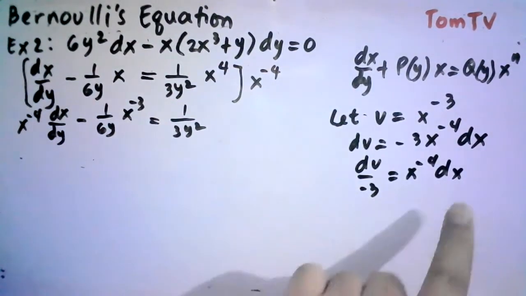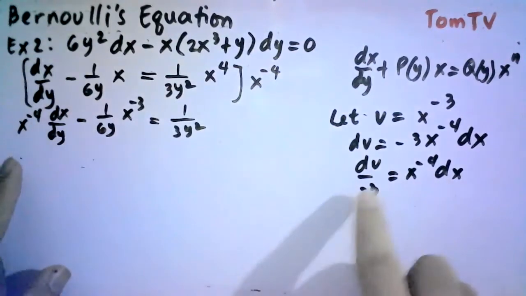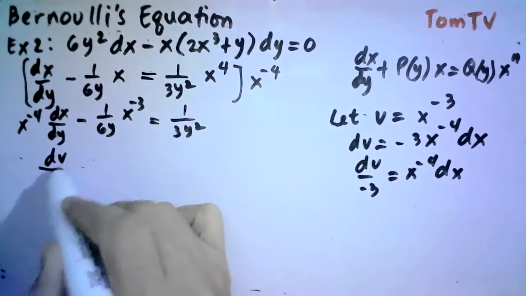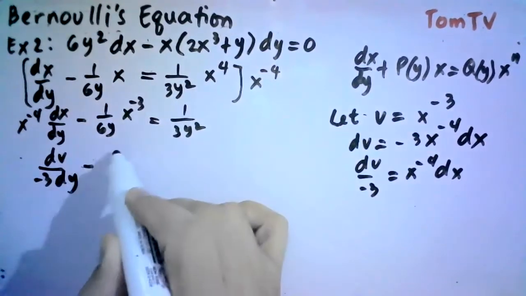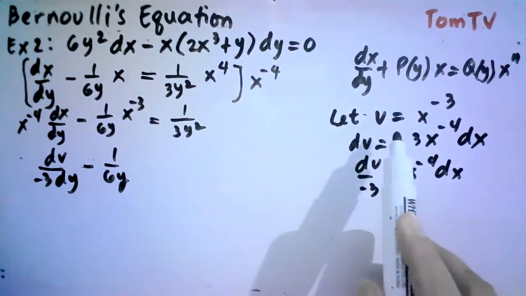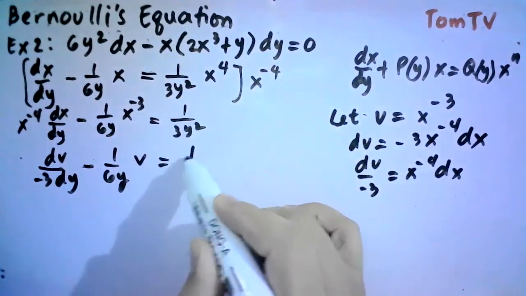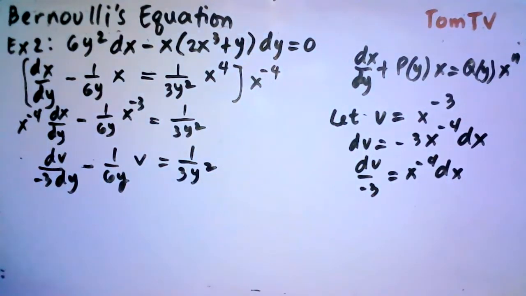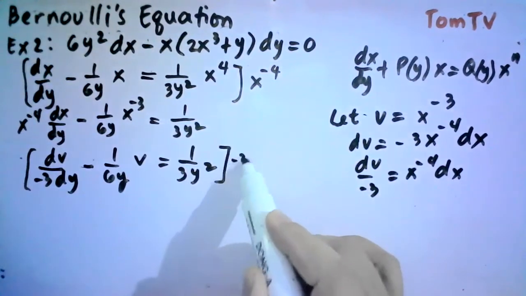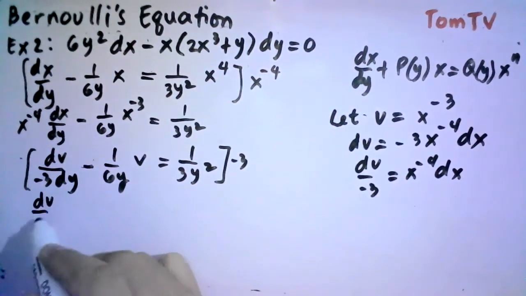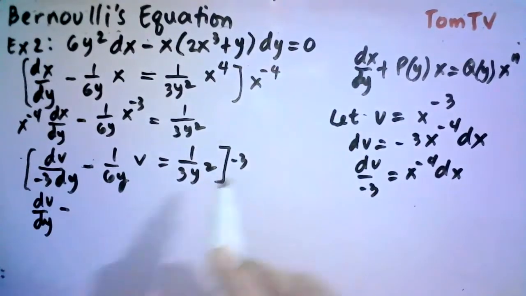This time we will substitute x negative 4 dx as dv over negative 3. So we have dv over negative 3 dy minus 1 over 6y. Then this time we will substitute x negative 3 as v. So we have v equals 1 over 3y squared. We did the substitution method, and when we have here negative 3, we will multiply both sides by negative 3 so that we can delete this one. So negative 3 times this part, you have here dv over dy, which is minus negative times positive.